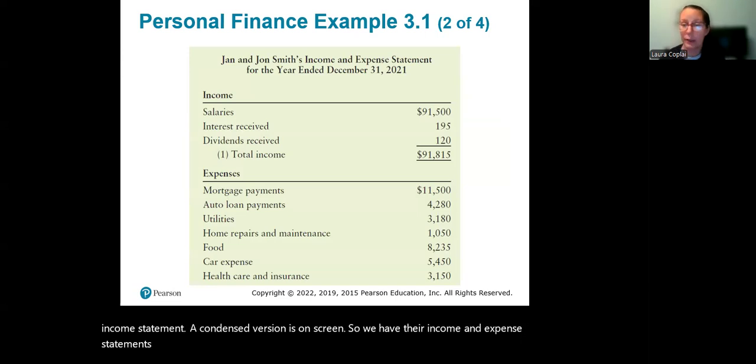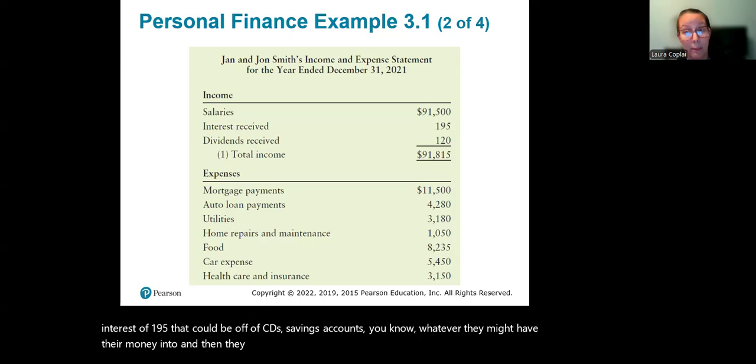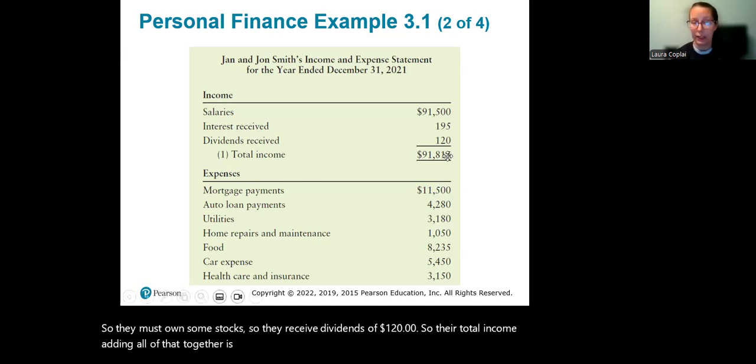Their salaries together total $91,500. They receive interest of $195. That could be from CDs, savings accounts, whatever they might have their money in. And they also receive dividends, so they must own some stocks. They receive dividends of $120. So their total income, adding all of that together, is $91,815.